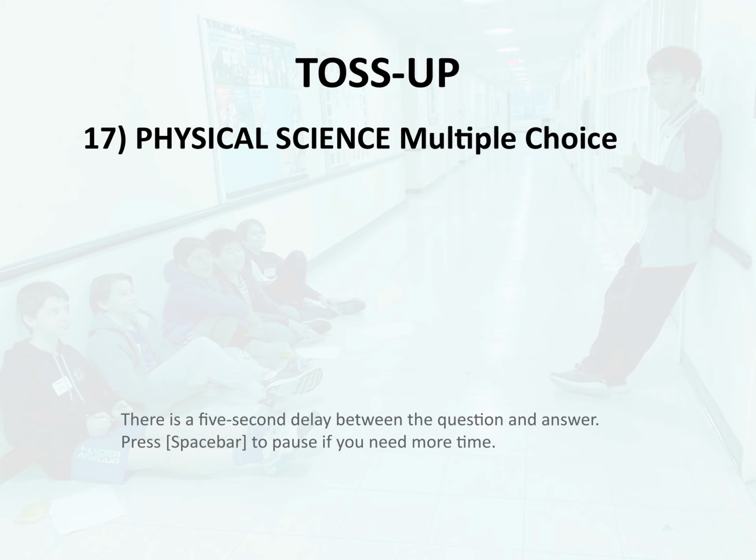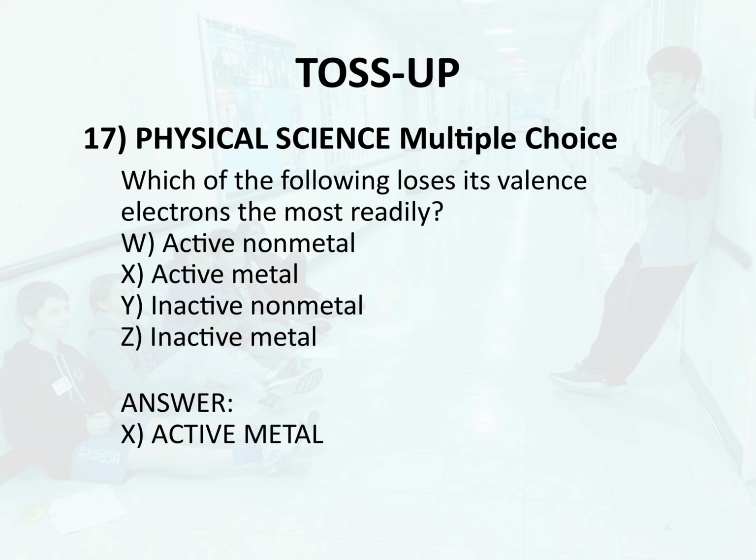Toss-up 17. Physical science. Multiple choice. Which of the following loses its valence electrons the most readily? W: Active nonmetal. X: Active metal. Y: Inactive nonmetal. Z: Inactive metal. Answer: X. Active metal.